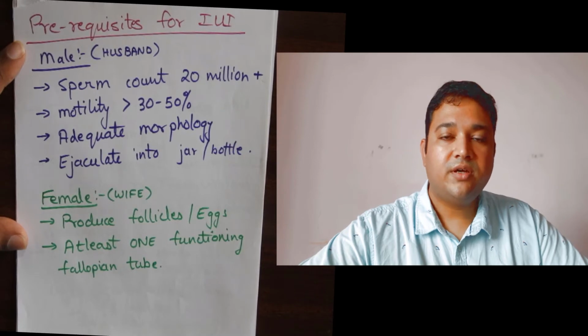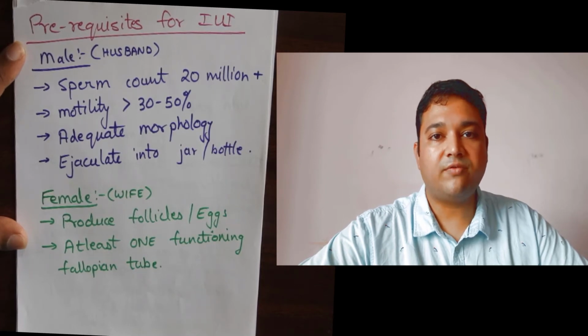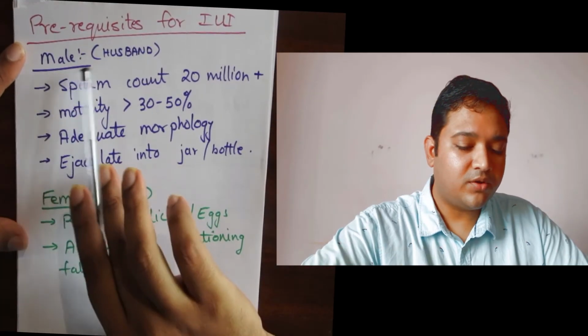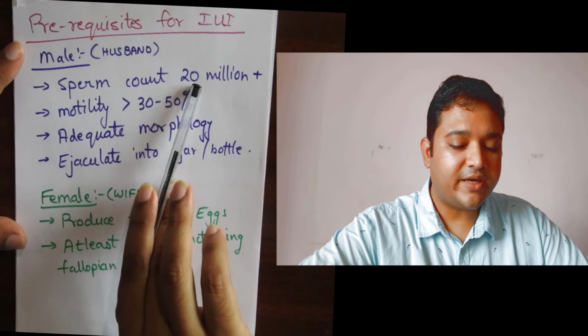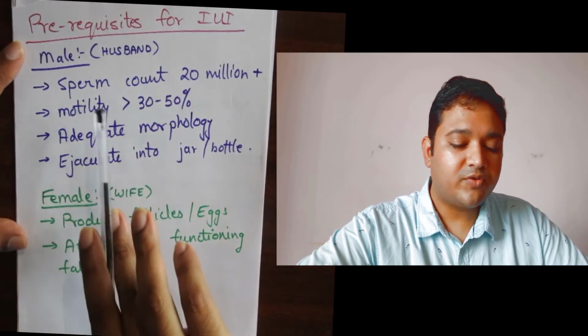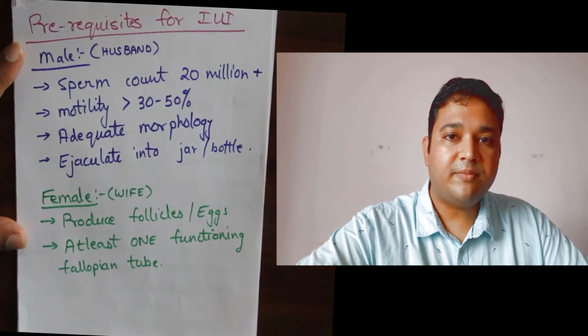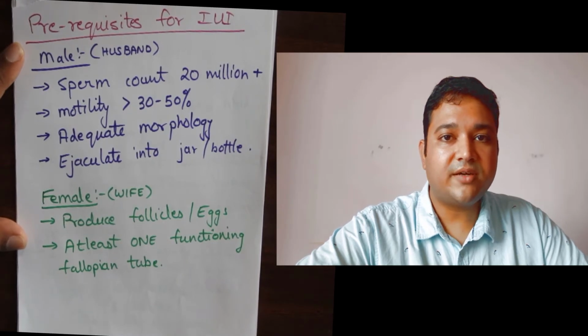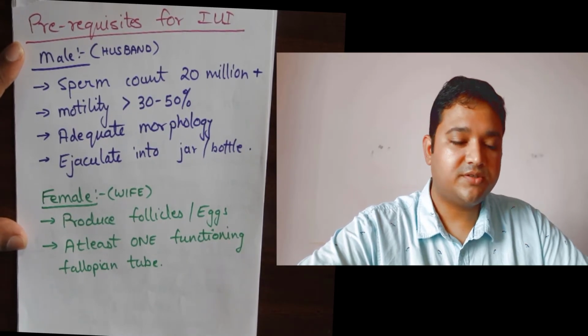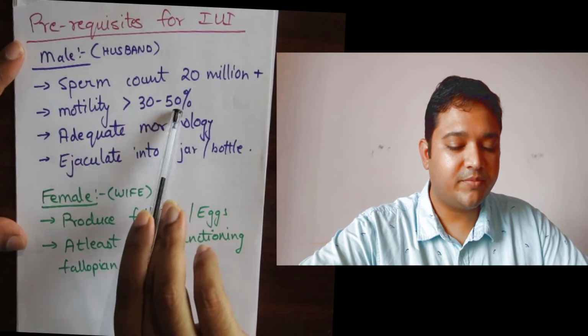What are the prerequisites for IUI treatment? As mentioned earlier, IUI treatment is not for everyone and certain prerequisites have to be satisfied on the part of the husband and the wife in order to undergo a successful IUI treatment. In the male or the husband, the sperm count should be at least 20 million. That means that IUI starts suffering for sperm counts less than 20 million. So if the sperm count is 15 million, 5 million and 10 million, IUI may start giving less than optimum results. For IUI treatment, the sperm motility should be more than 30 to 50%.